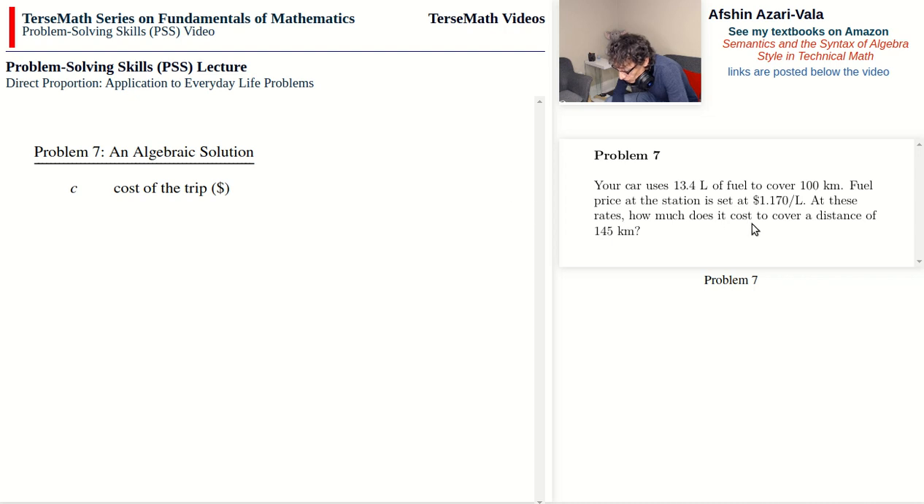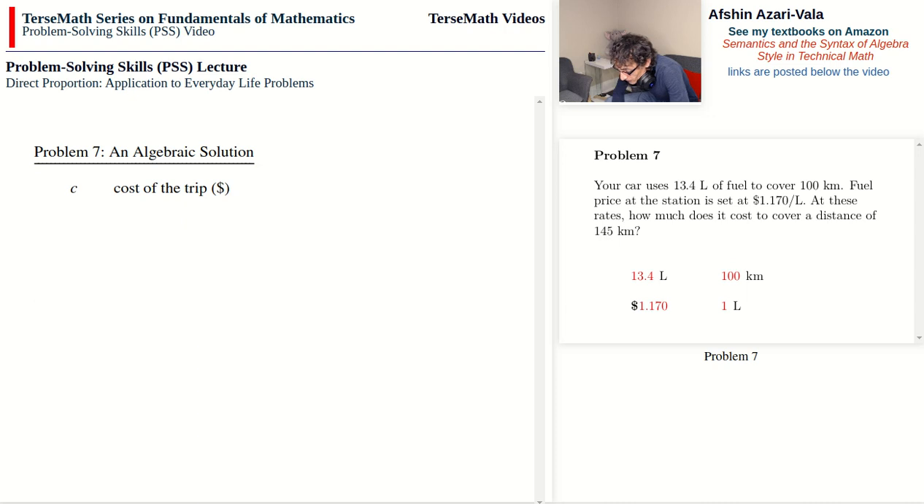Okay, so for this problem, we are looking to find the cost of the trip, and therefore we use letter C for the cost of the trip in dollars. Now you notice that two relationships are given. 13.4 liters goes with 100 kilometers, and $1.17 goes with 1 liter. In this case, per liter means for 1 liter. So one of our relationships is 13.4 liters, 100 kilometers. And the other relationship is $1.17 goes with 1 liter. Again, the 1 here comes from per. Per liter means for 1 liter.